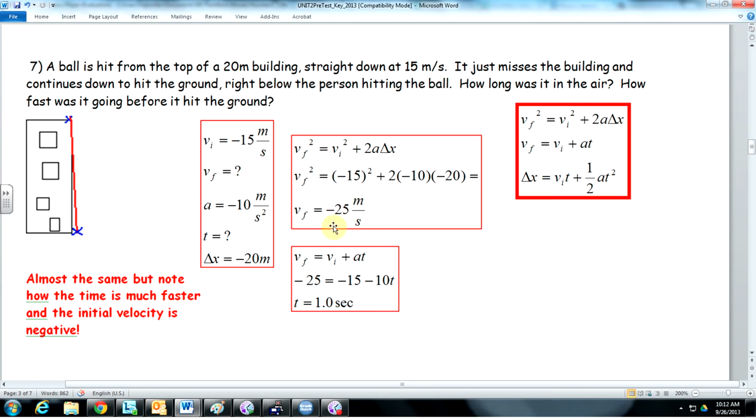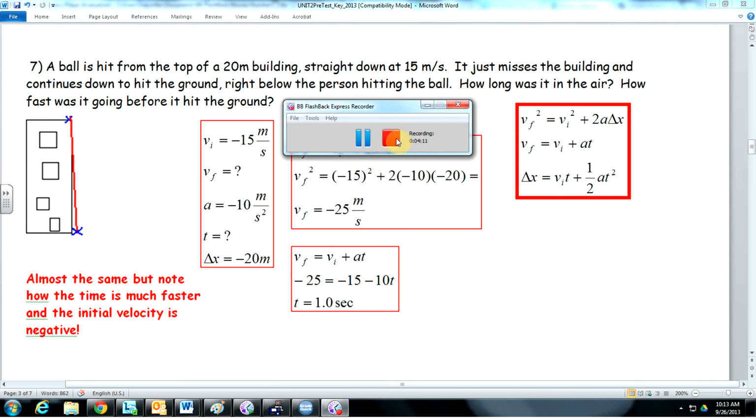Everything looks the same except, excuse me, when we go to solve here, we need to put a negative 15. So we get a very different time, 1.0 seconds. Notice, much faster because we're throwing it straight down. The ball didn't go up and then down. It just went straight down. So a lot of things are the same, but the time is much less on number 7. That's number 6 and 7.